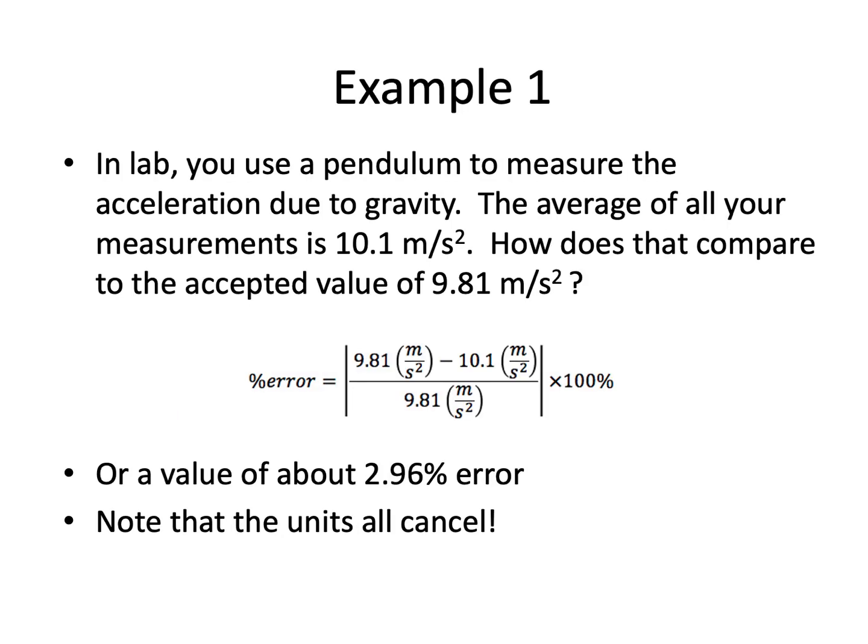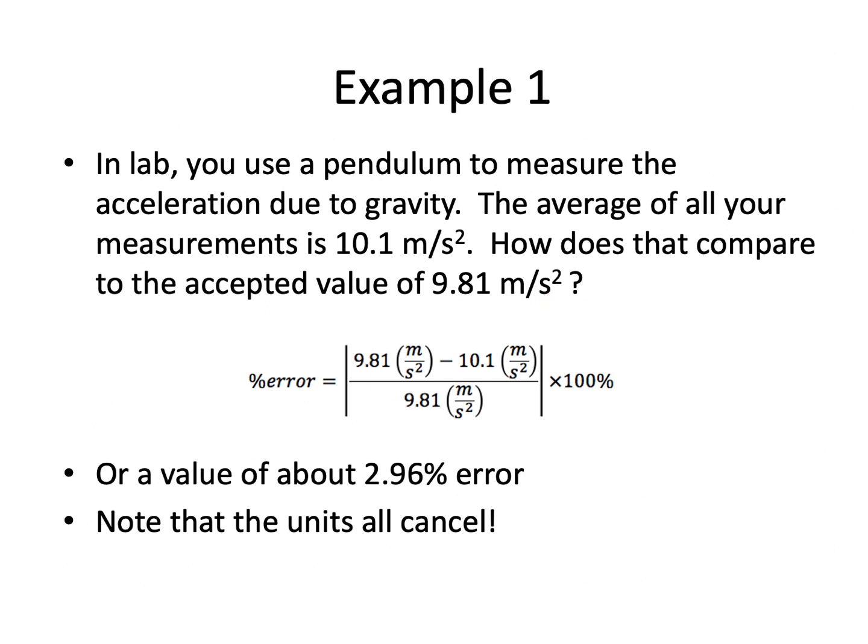So let's look at an example. Let's say in a lab we used a pendulum to measure the acceleration due to gravity, and we're actually going to do that experiment in lab later this semester. Let's say we measure that, and the average of all our measurements tells us that the acceleration due to gravity is 10.1 meters per second squared. How close is that to the accepted value of 9.81 meters per second squared?